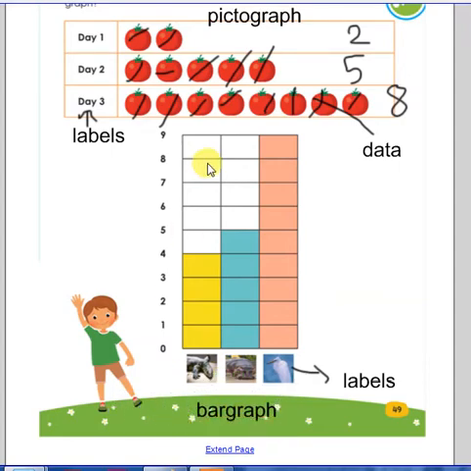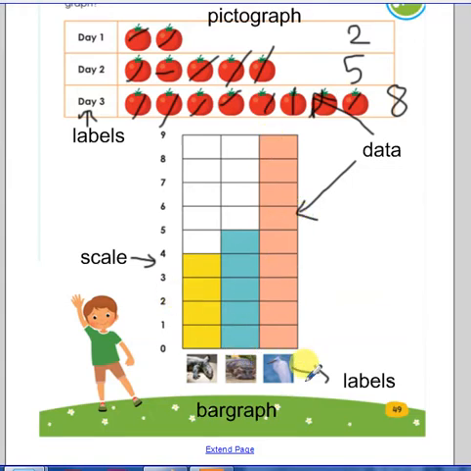Okay, where is the scale? The scale is like what? Scale is like a ruler, right here, scale. Okay, so this is a label, this is a scale. And what are these bars? It is data. So put an arrow here. This is data of pictograph and this is data of bar graph.